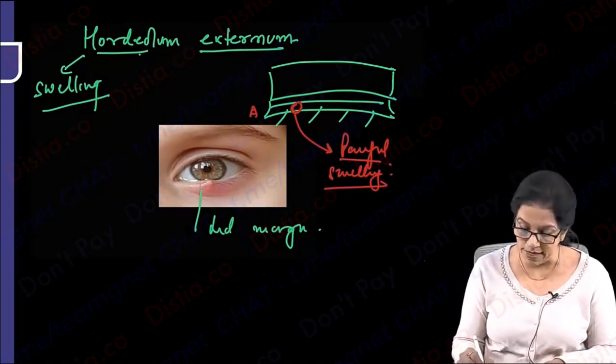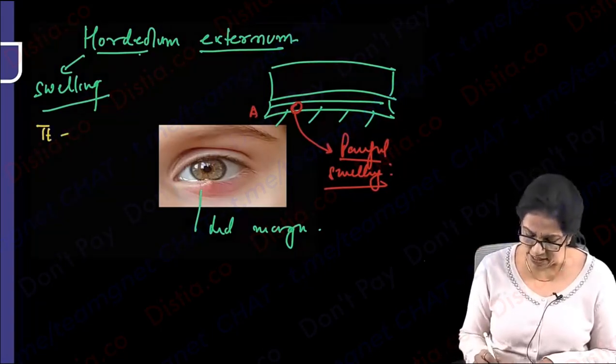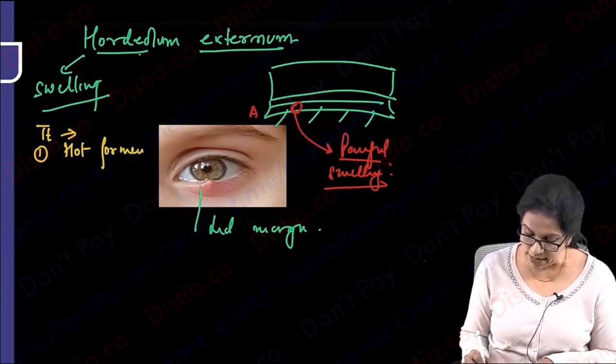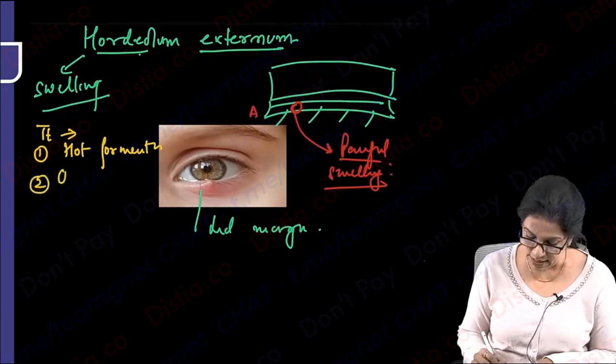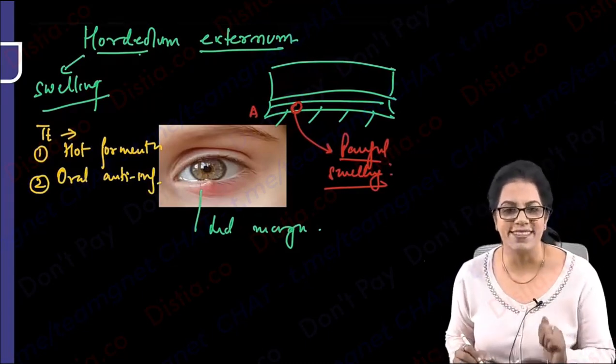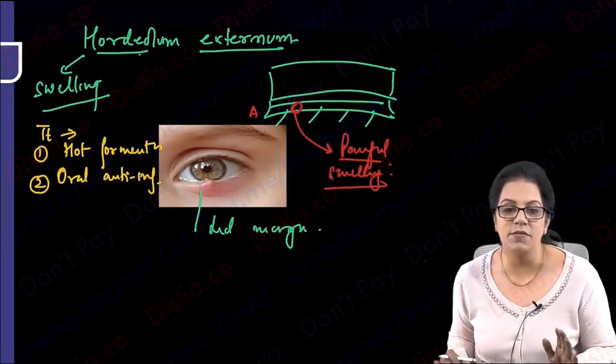Now coming to how do you manage it? We will manage it with hot fomentation. That is more than enough actually. It will resolve. If you want to, you can use oral anti-inflammatories if the pain is too much. And if needed, we can also go for antibiotic ointment at the swelling. Generally not needed. These two modalities will help and it will resolve, right?